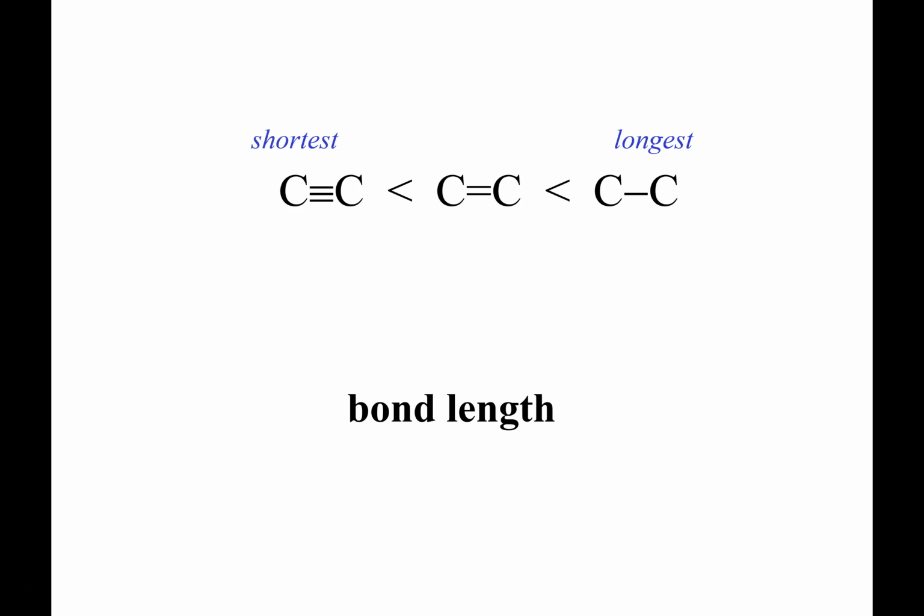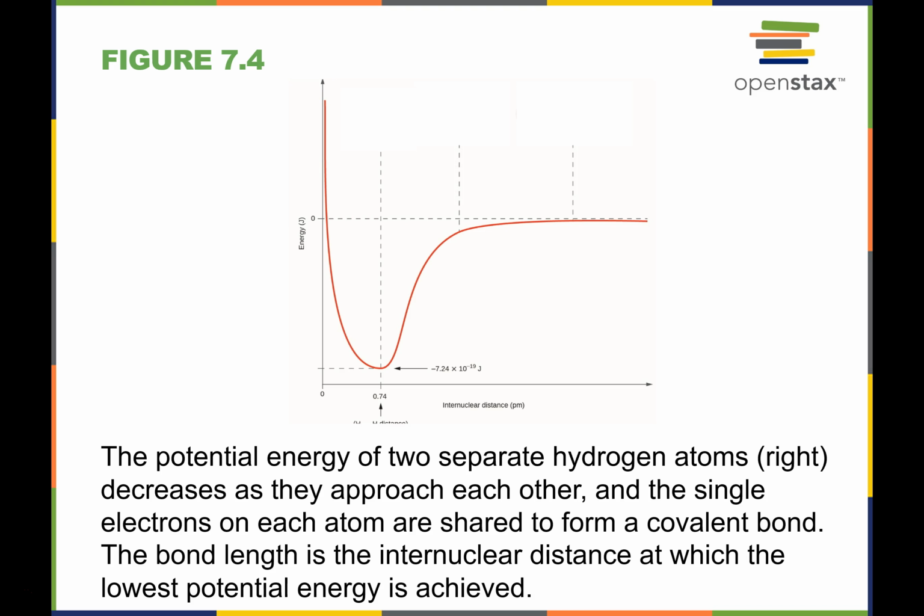So, same atoms bonded together. The shortest is the triple bond, the longest is the single bond. Triple bond shortest, single bond longest.